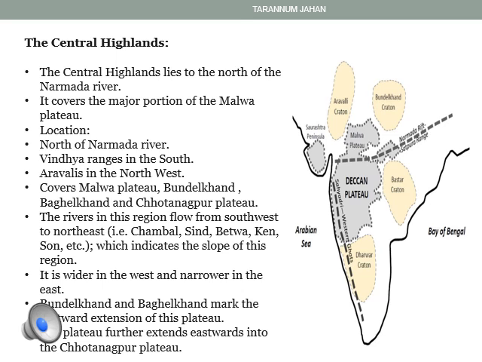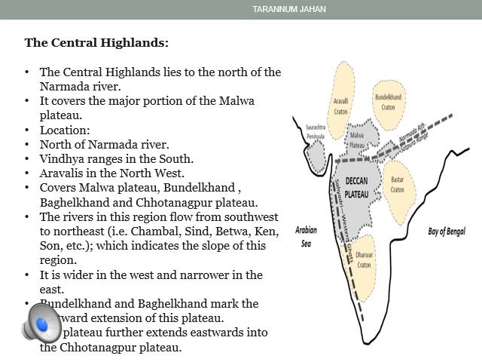As I have already told you, both the Deccan Plateaus and the Central Highlands, in the middle we have the division of it, the Narmada River. And the Central Highland lies to the north of the Narmada River. It covers a major portion of the Malwa Plateau. Now see where the Malwa Plateau is. And it covers Bundelkhand, Baghelkhand and Chota Nagpur Plateau.